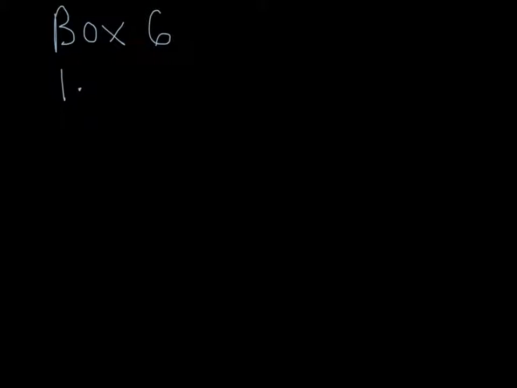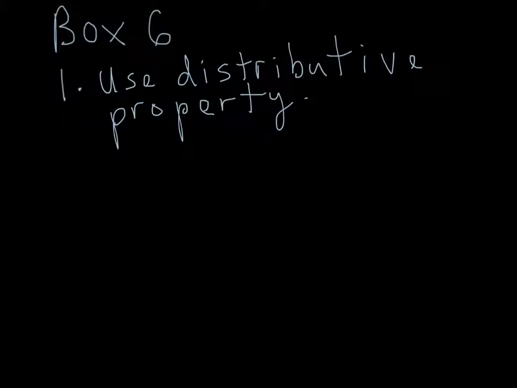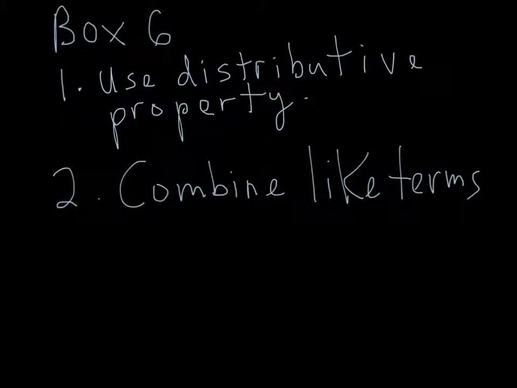Alright, in box 6, I want you to write down the 2 things you need to do if there are parentheses in an equation you have to solve. The first thing you need to do is use the distributive property. That will get rid of the parentheses. The second thing you're going to do is combine your like terms. Remember, you can only combine things on one side of the equal sign or the other. Then you're all set. Just go ahead and solve the equation using the other steps we have learned in class.